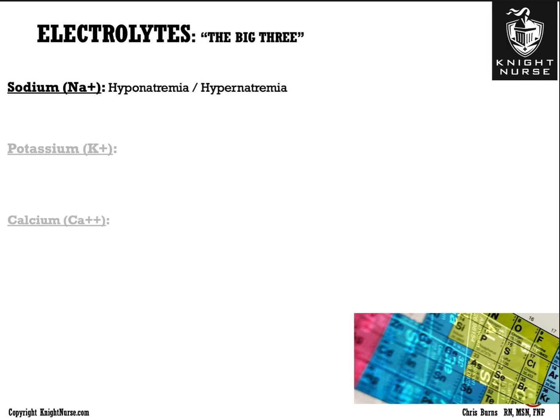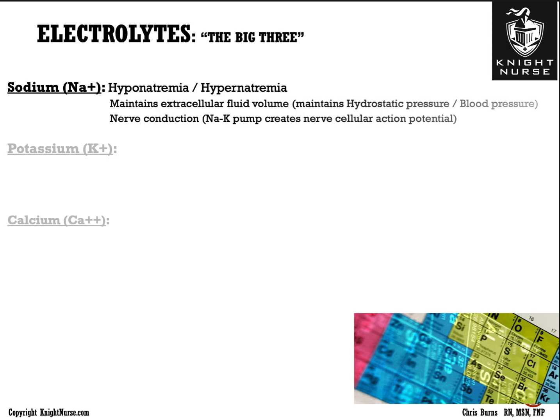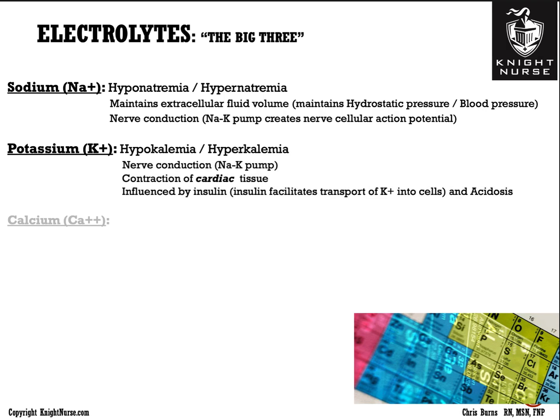So sodium, which is hypo or hypernatremia, we'll talk about, it maintains the extracellular fluid volume. Remember, it's what maintains the hydrostatic pressure or blood pressure. If you have any questions, refer back to part 1, and it helps with nerve conduction. Potassium, hypokalemia or hyperkalemia, is huge in nerve conduction, specifically in contraction of cardiac tissue, and it's highly influenced by insulin.